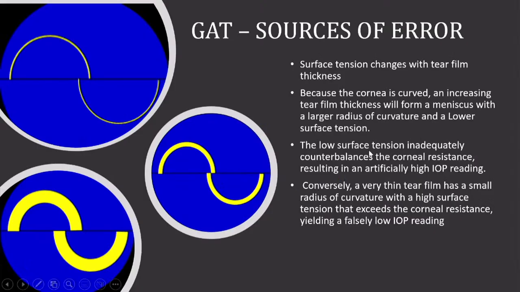Now there are sources of error, as the surface tension changes with the tear film thickness. When the tear film is too thick or there is too much fluorescein, you will have thick mires. What does that mean? Too much tear film or fluorescein dye causes low surface tension, and low surface tension inadequately counterbalances the corneal resistance, giving a falsely high reading. So thicker mires means a higher reading, and this is false. You have to wipe the tear film or fluorescein stain and do it again. When the mires are thinner, similarly, you will get a falsely low IOP reading.